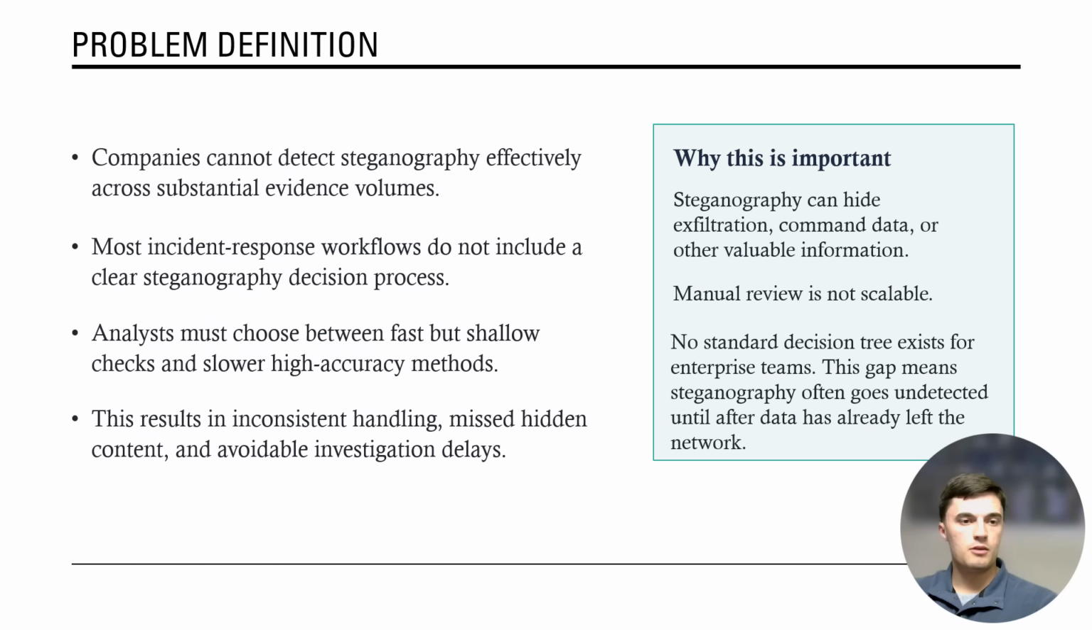The core problem is that enterprises cannot effectively detect steganography, especially on a large scale. First, organizations deal with massive volumes of data, making it difficult to inspect every file for hidden content. Second, most incident response workflows do not include a clear decision-making process for steganography. There is no standardized triage path that tells analysts what to check and when to check it. Because of this, analysts are often forced to choose between fast but shallow detection methods or slower, more accurate techniques. This leads to inconsistent results, missed hidden data, and delays in investigations.